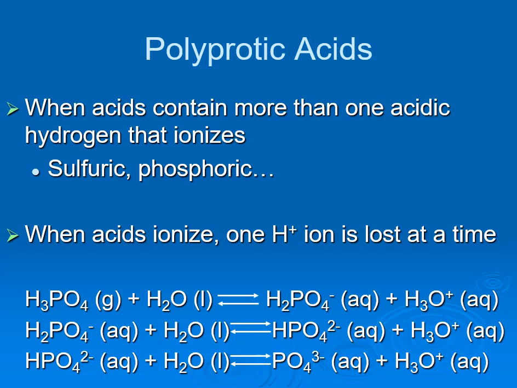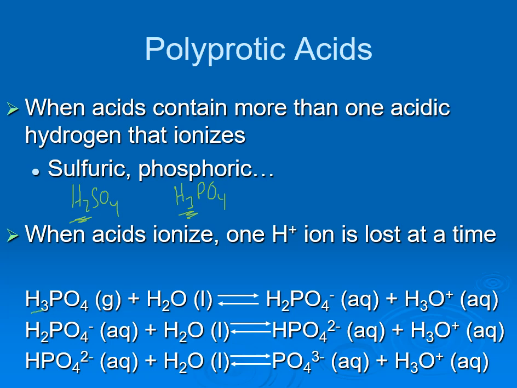Sulfuric and phosphoric are examples. Sulfuric is H2SO4, it has two hydrogens that it can ionize, and phosphoric, shown below, is H3PO4, and it has three hydrogens that can ionize. Whenever there is more than one hydrogen to ionize, they will always ionize stepwise, one at a time, regardless of how quickly it occurs.